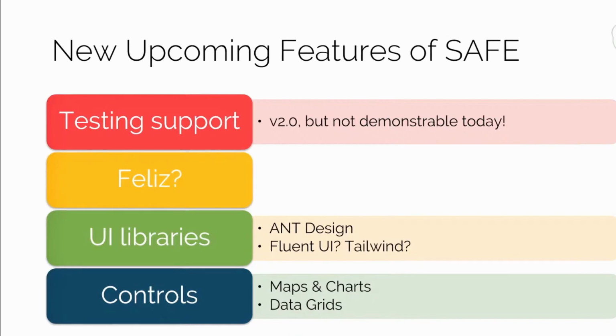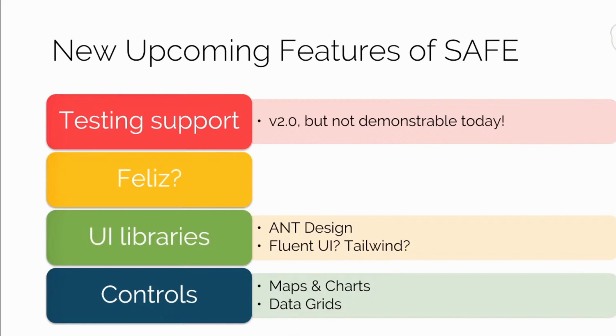We're also looking at bringing in Feliz. If you're not sure what that is, that's essentially an alternative DSL over Fable React. So it's a way of writing essentially Elmish applications in a slightly different way to what's been popular up until now. And it's suddenly gaining a lot of traction. So we're considering maybe moving over to that.